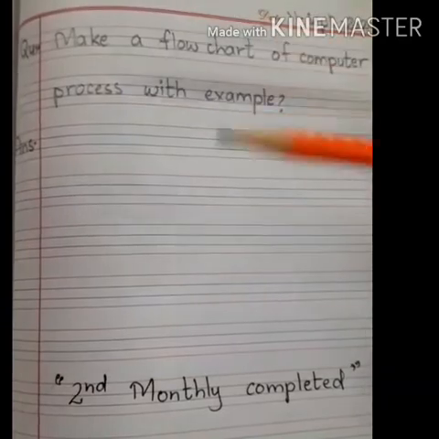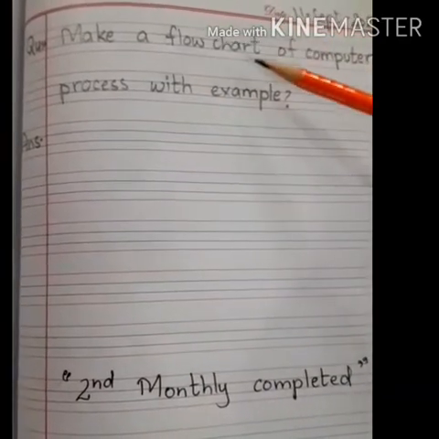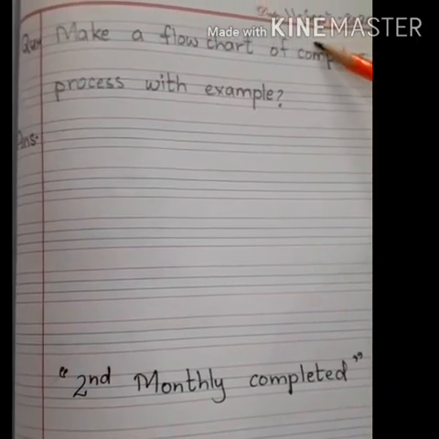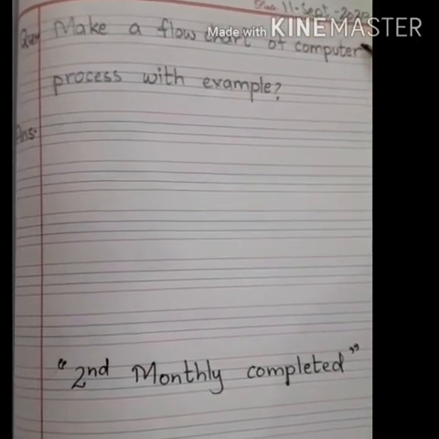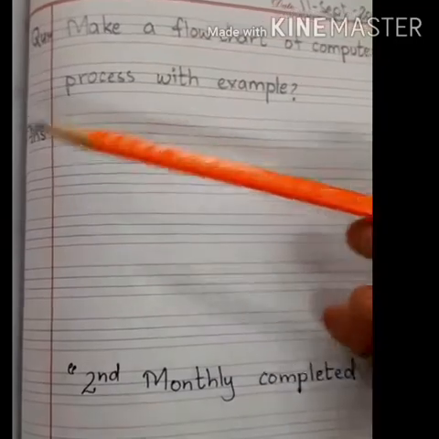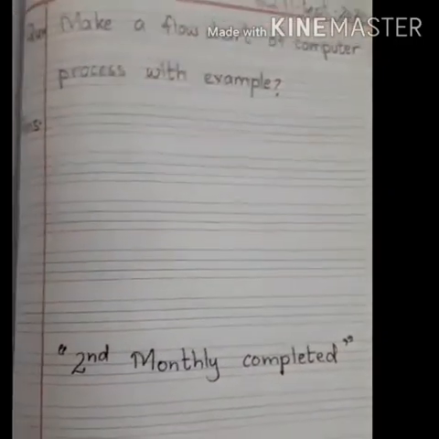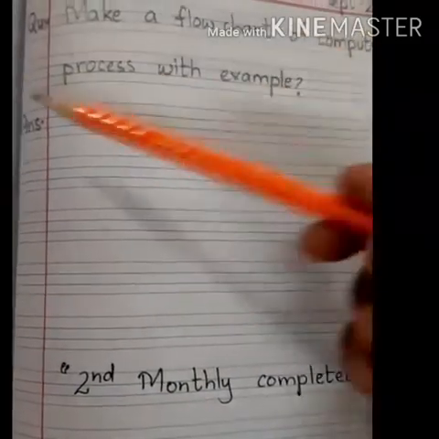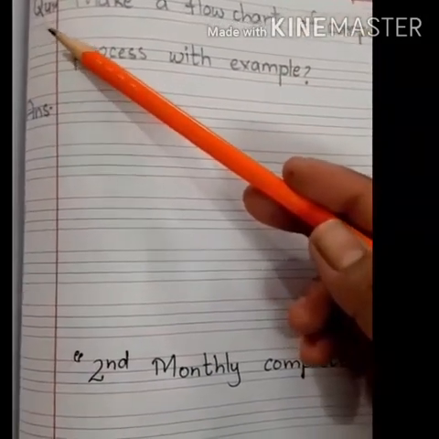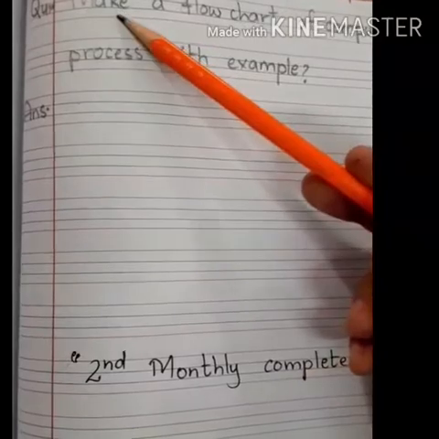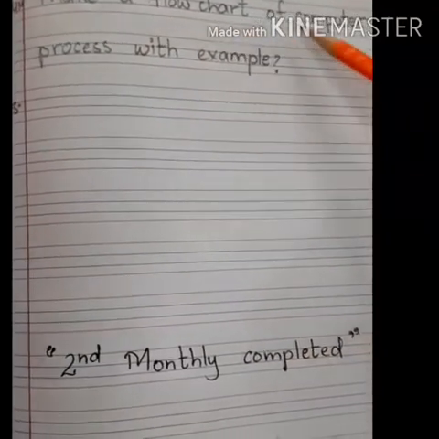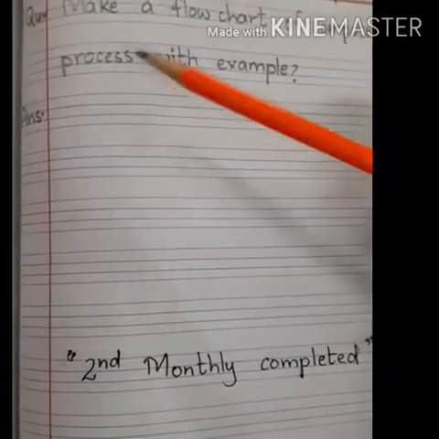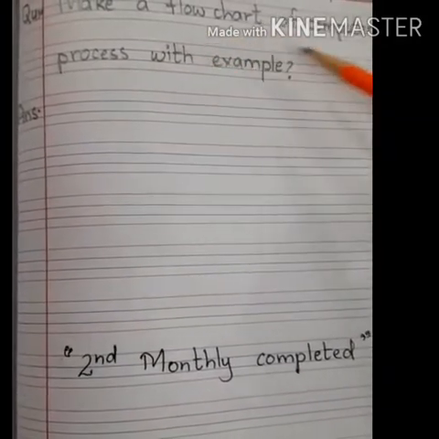Okay, now students, in your last question number 4, first you have to write down the date, 11 September 2020. After question number 3, you have to turn the page and write down question number 4 on the new page. Okay, I am reading it. Question number 4. Make a flow chart of computer process with example. You have to make the flow chart of the computer process.